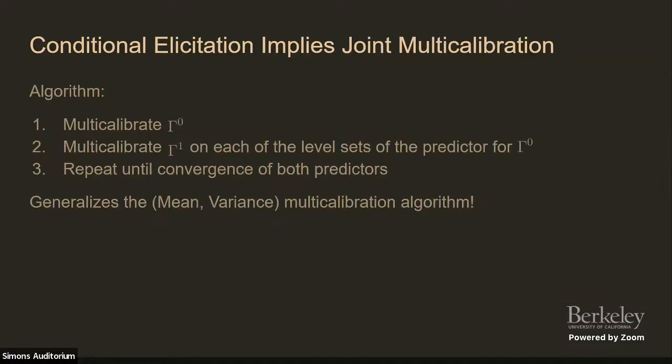And actually, the same general family of algorithms will work. You multi-calibrate something that is elicitable. Then you say, okay, let me multi-calibrate gamma 1 conditional on our predictor for gamma naught. And then we're like, okay, now gamma naught needs to be recalibrated. And we repeat that until convergence, okay?